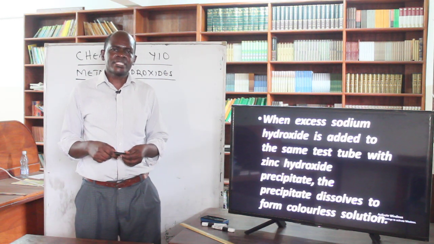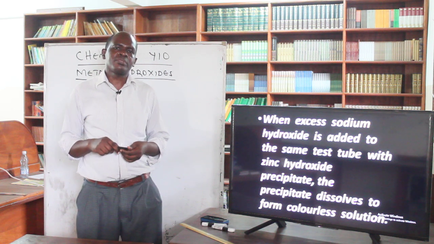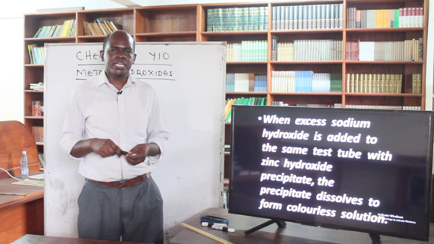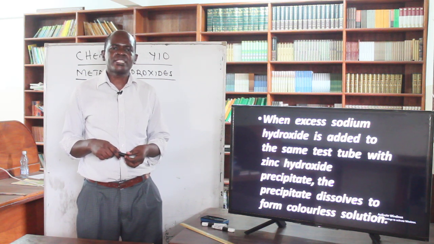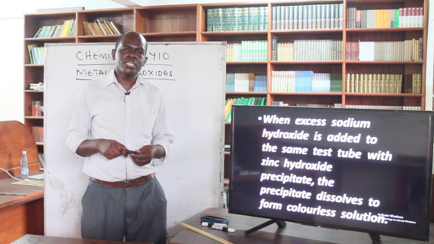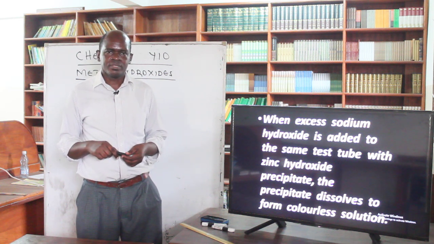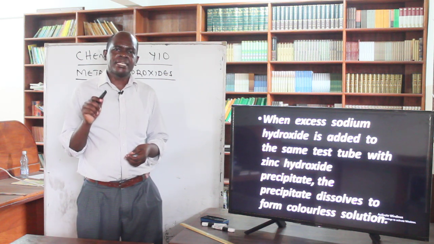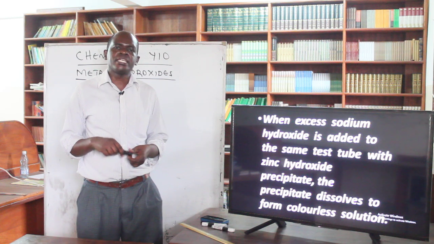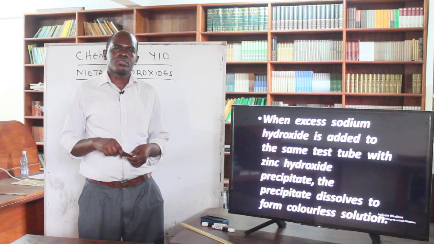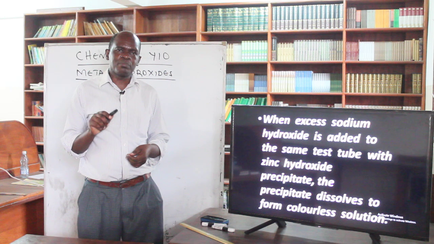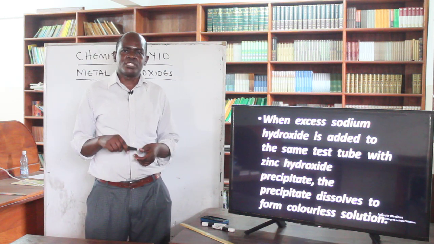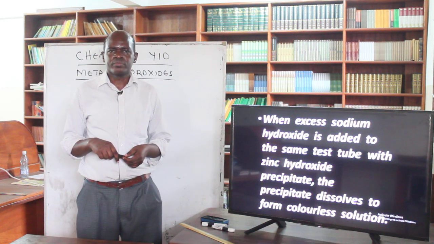Now, when we added excess sodium hydroxide to the same test tube that was containing the zinc hydroxide precipitate, we discovered that the precipitate actually dissolved, forming a colorless solution. When we added excess sodium hydroxide to the very test tube in which the white precipitate of zinc hydroxide had been formed, the precipitate was able to dissolve.